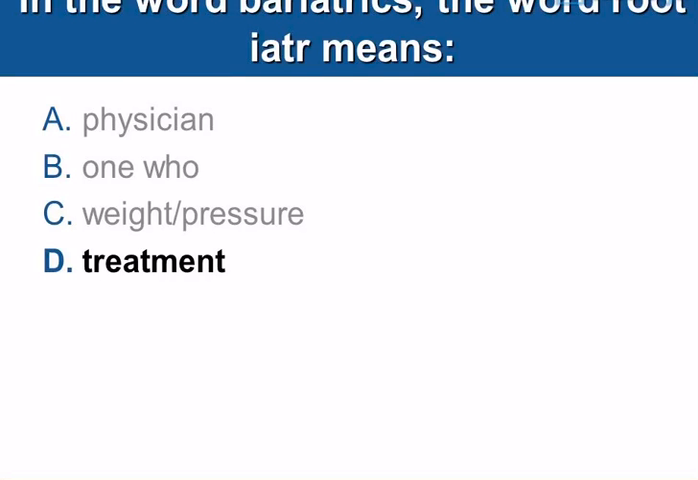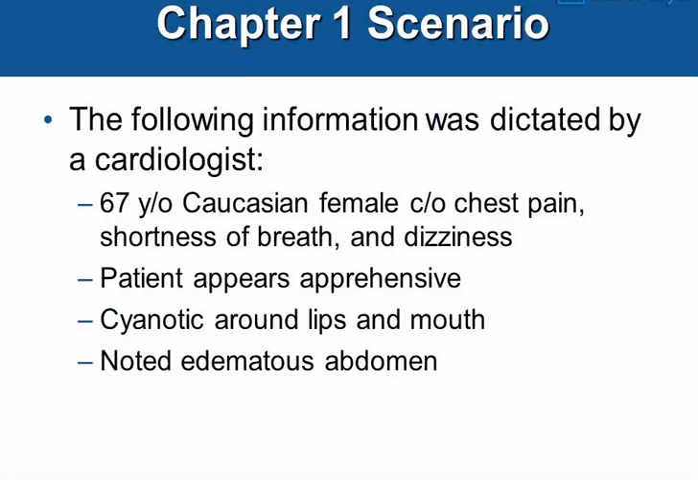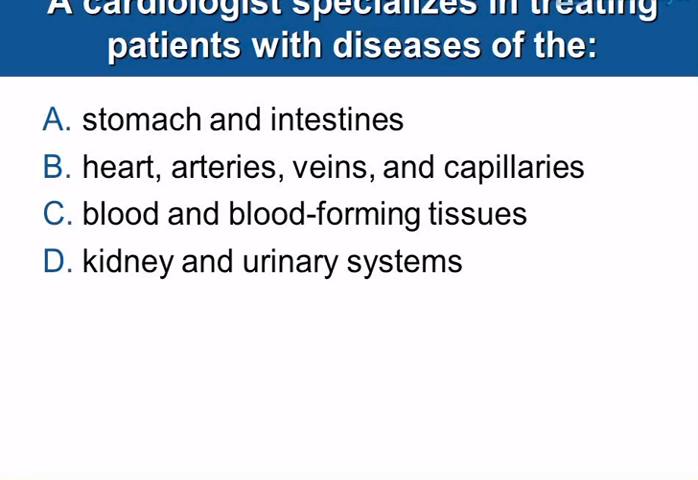Chapter 1 Scenario. The following information was dictated by a cardiologist. 67-year-old Caucasian female, complains of chest pain, shortness of breath, and dizziness. Patient appears apprehensive. Cyanotic around lips and mouth. Noted edematous abdomen.